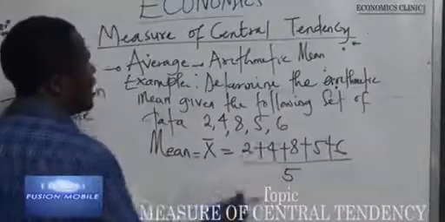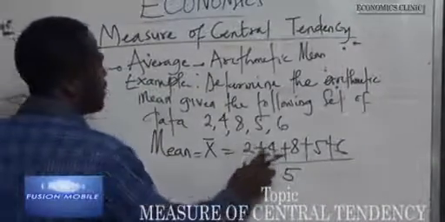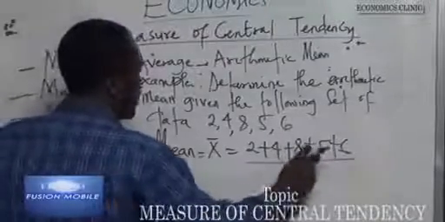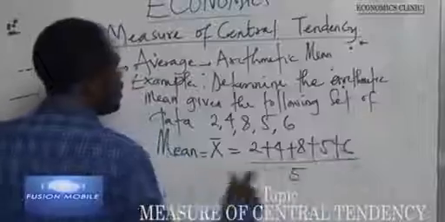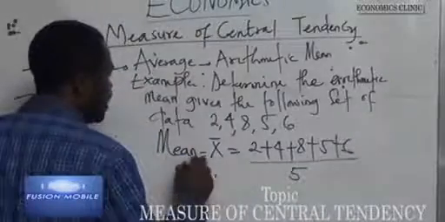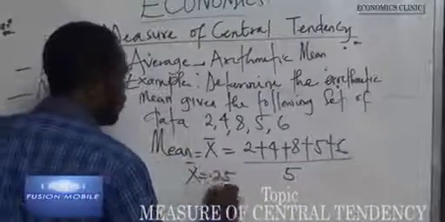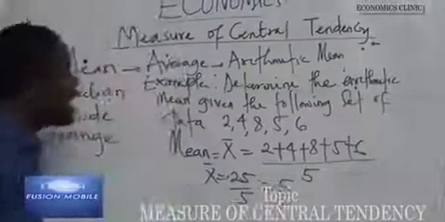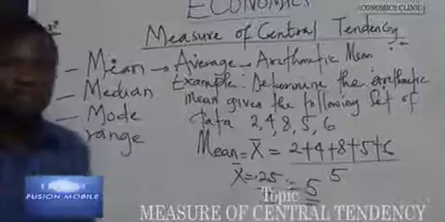So we add this together and divide it by 5. 2 plus 4 is 6. 6 plus 8 is 14. 14 plus 5 is 19. 19 plus 6 is 25. So we have mean equals 25 over 5. Therefore, our mean here is 5.